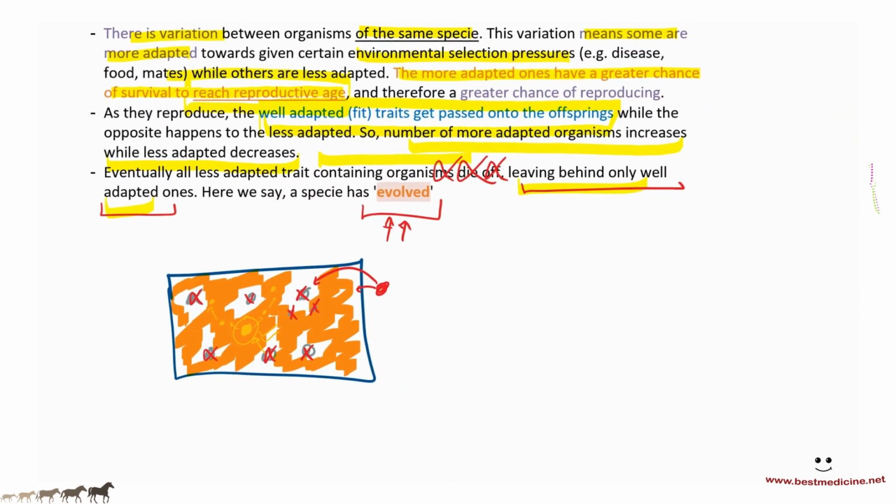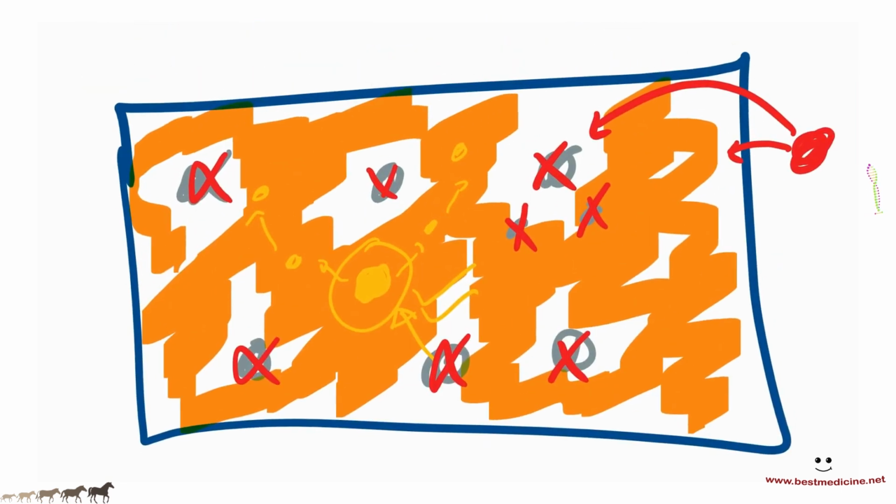Now, what is speciation? Speciation is when a new species is formed, right? You'd have a new species if they're not able to interbreed with one another. I'll give you some examples here.